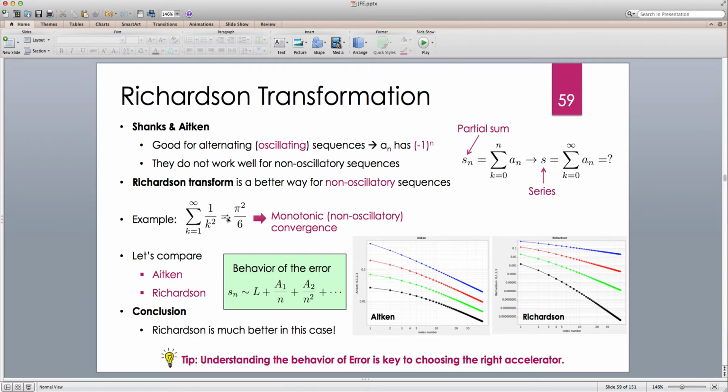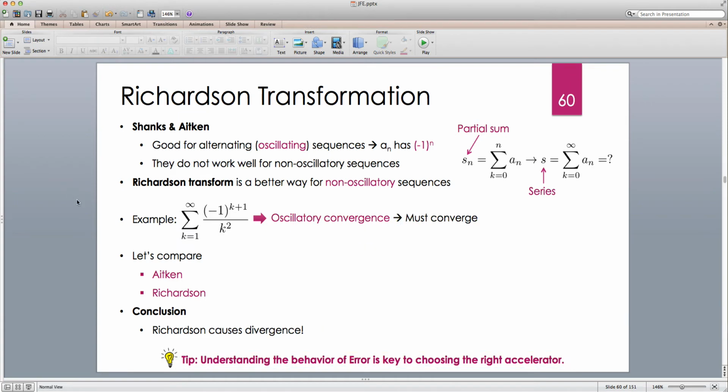And the question is, how do I know if you give me a sequence, a series, 1 over k squared or any type of an, ak sequence, how do I know which one to use, Shanks, Aitken, or Richardson? So the key here is understanding the behavior of the error, right? And before looking at the general case of how the Shanks, Aitken, or Richardson transforms come to be, these type of accelerators, let's try to look at another example.